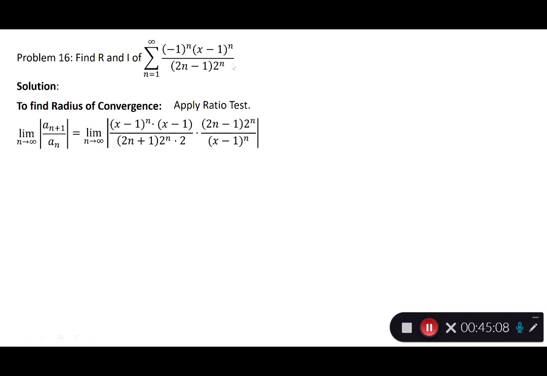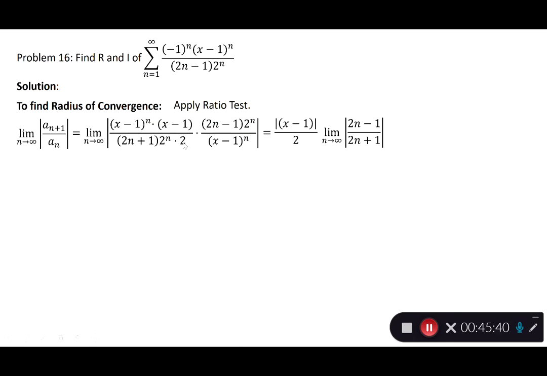And for the 2 to the n plus 1, I wrote that as 2 to the n times 2. Cool. Dividing by a sub n, multiply by the reciprocal instead. That's what I did here. And as you can see, a whole bunch of things cancel. The 2 to the n's go away. X minus 1 to the n, x minus 1 to the n. And we would be left with an x minus 1 on the top and a 2n minus 1 over 2n plus 1. So we'll yank this absolute value of x minus 1.